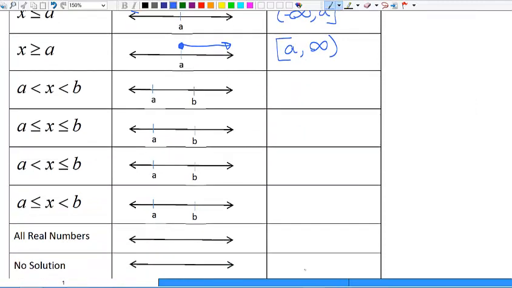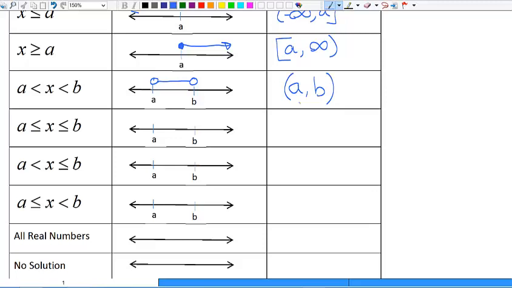Next we have some compound inequalities. a is less than x, which is less than b. So a and b can both not be included, and the x values are somewhere all between a and b. So the interval notation is a, comma, b. They both get parentheses because you cannot include either a or b.